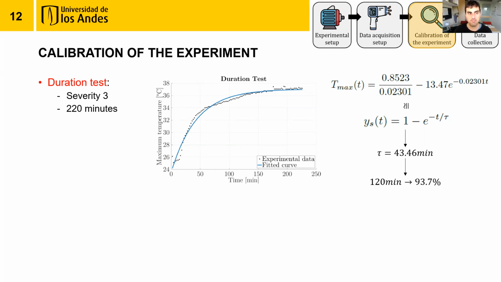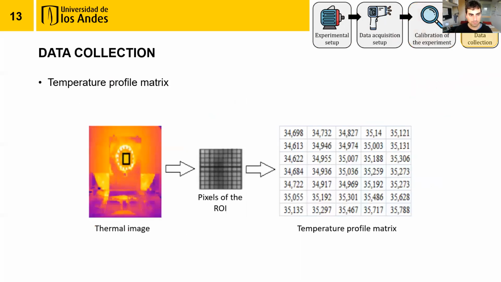The time constant resulted in 43 minutes, more or less, and therefore we decided that a test of 120 minutes would have reached 93.7% of the temperature, therefore an acceptable duration for the test. Eventually, we take a picture once every 2 minutes, which corresponds to more than 20 times the system time constant, granting the acquisition of the transient behavior.